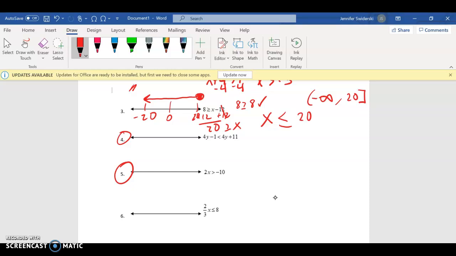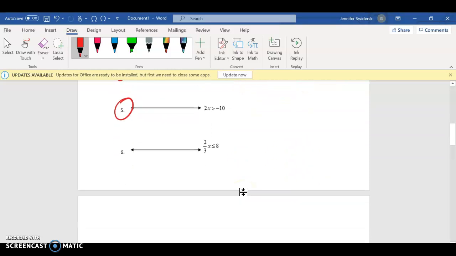I'm going to have you guys try 4 and 5 on your own. So you're going to graph and do interval notation, okay? And I'm going to hop in down here on 6. On 6, you might remember to get a variable by itself, we have to multiply by the reciprocal. So the reciprocal of 2/3 will be 3 halves. Times 3 halves. When I do that, those clear, I'm left with x is less than or equal to 8 times 3 is 24. 24 divided by 2 is 12.